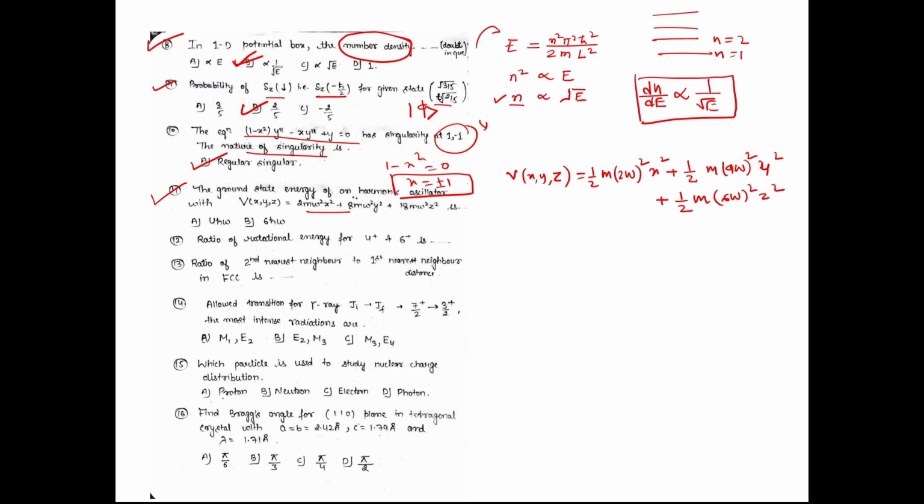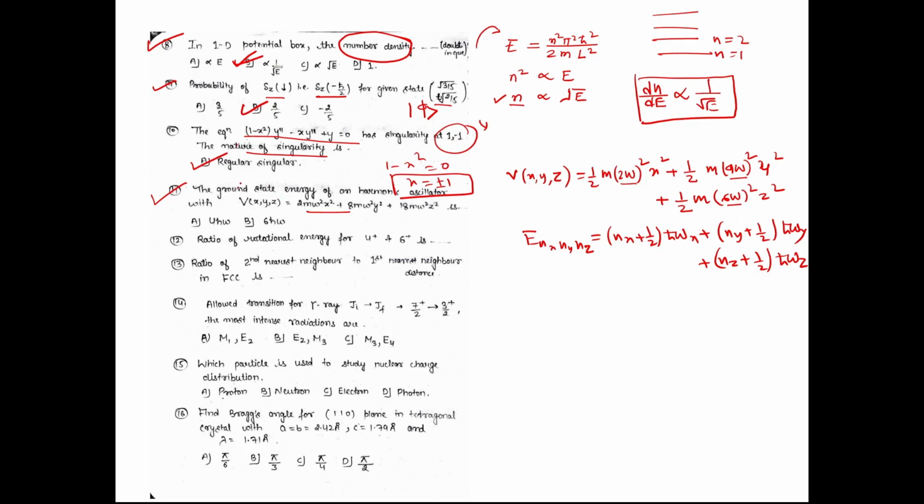Okay, so the ground state energy. So simple. In case of an anisotropic harmonic oscillator, energy for nx, ny, nz is given as nx plus half h cross omega x, plus ny plus half h cross omega y, plus nz plus half h cross omega z. Okay, so obviously here omega x is 2 omega, omega y is 4 omega, and omega z is 6 omega.